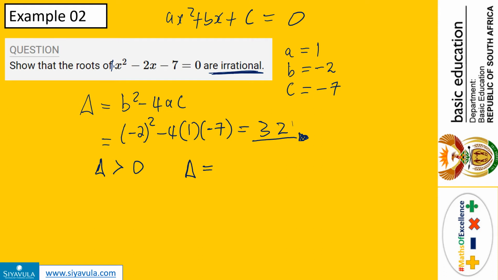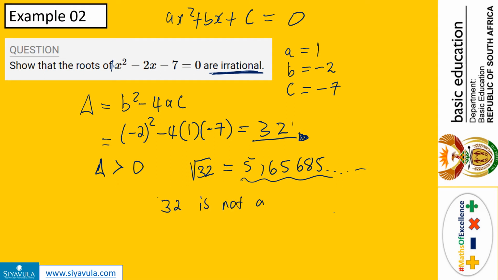And we can see that the root of 32 is a decimal number. It's going to be 5.65685. You can see that this number 32 is not a perfect square. 32 is not a perfect square, therefore the roots are irrational.